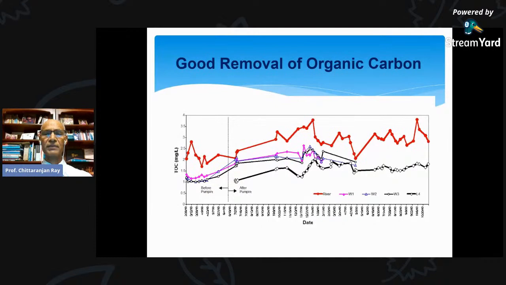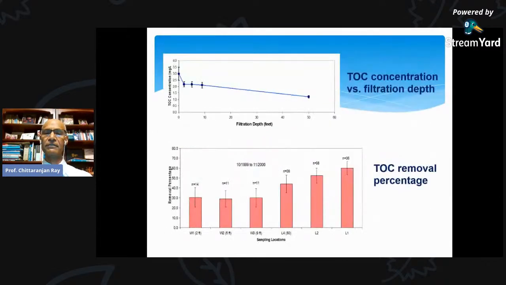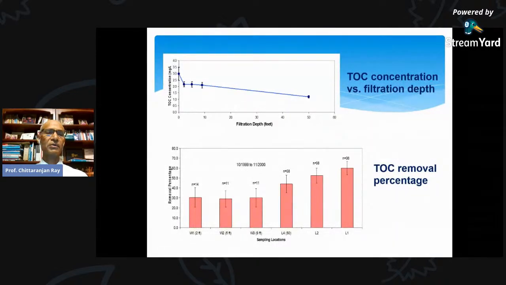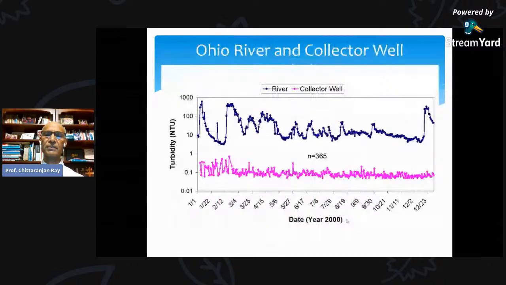At the pump, you see quite a bit of removal of this organic carbon, maybe 30 to 40%. Looking at the monitoring points at 2 feet, 5 feet and 9 feet, in the 2 feet we get up to 30% removal. Then at 50 feet, you are getting up to 40% removal, and more removal as you include other laterals. So what is the point of this consideration? The more organics removed, the more potential to remove disinfection byproducts, which are formed after chlorination.